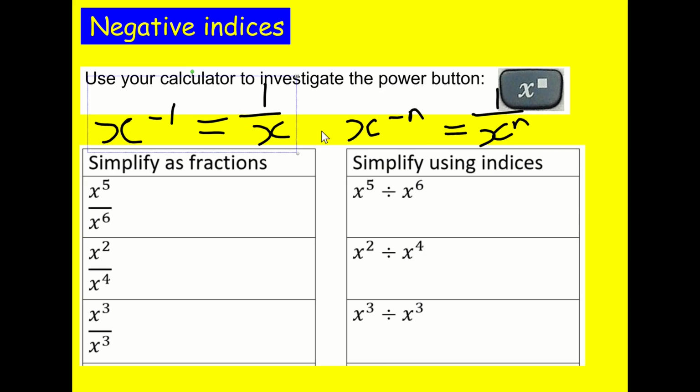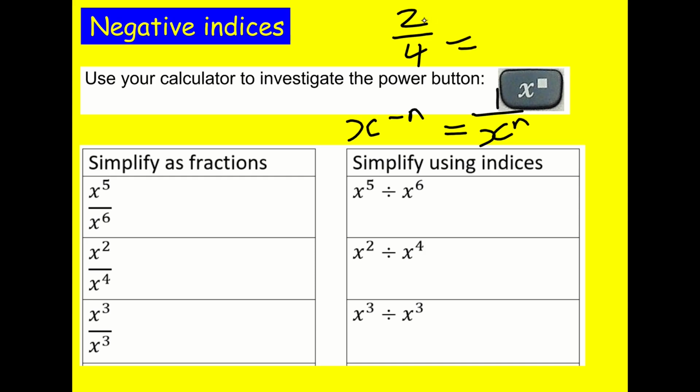Okay, now let's try and figure out why that is true. We're going to look at some different expressions, first of all as fractions and then as indices. When I've got fractions, say I've got 2 over 4, I can divide top and bottom by 2 to make it a half. I can do the same here with x to the 5 over x to the 6. I can divide top and bottom by x to the 5, and that would give me 1 at the top and x at the bottom. So x to the 5 over x to the 6 is 1 over x.